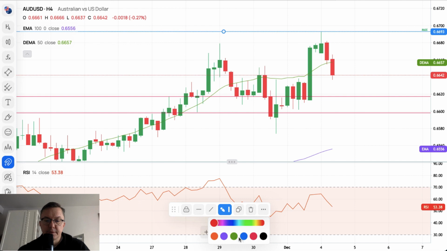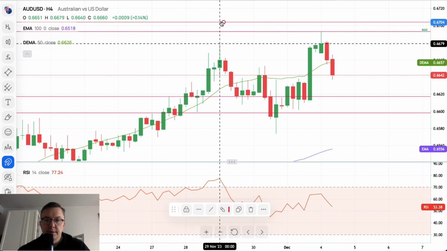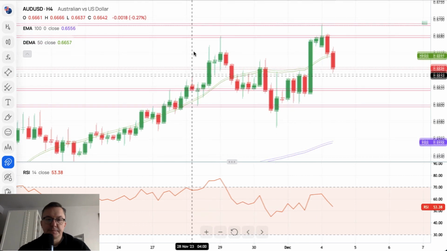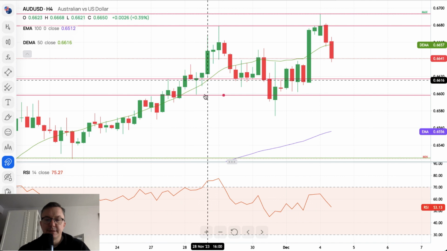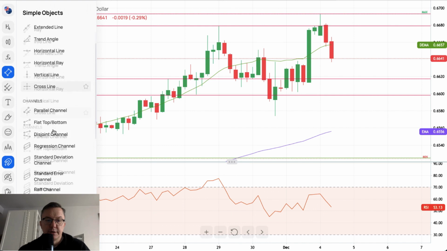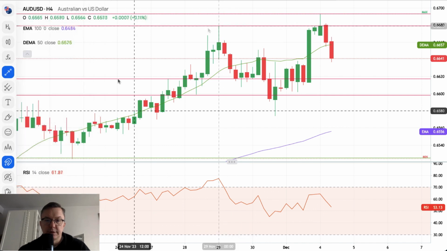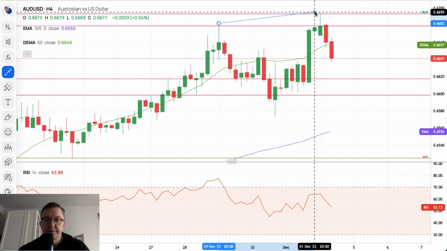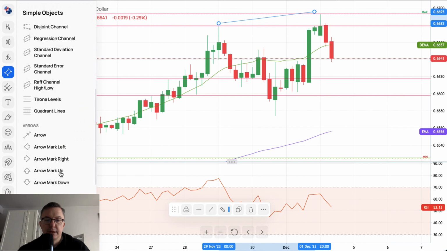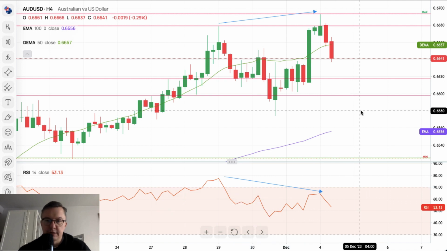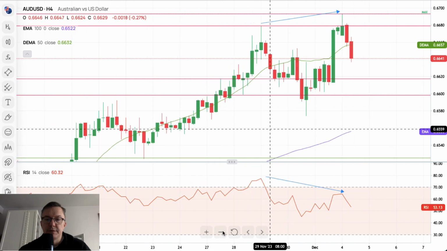6,693 is the technical resistance, and one more level is located here, the 6,679, which is another technical resistance for the price. Please notice that we can observe the bearish divergence formed on the Australian dollar. If you take a look at this situation between this recent high and this high, of course the price is going up, but the momentum is not going up whatsoever.